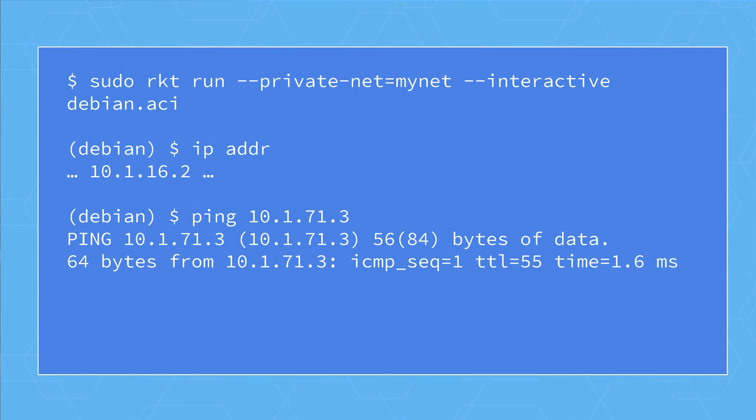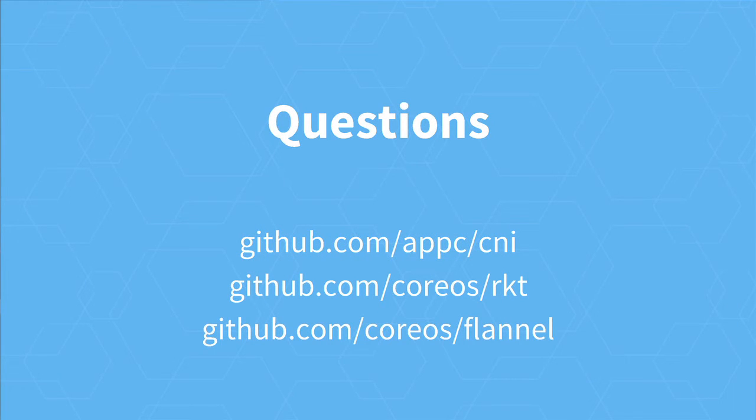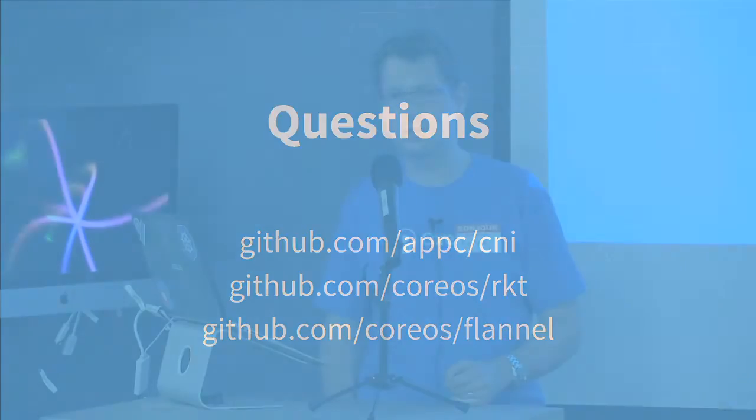And finally, you can do a rkt run, we've seen that. If you have more information on this, the following URIs: CNI, rkt, Flannel. Today, I don't have a link for it, but we published a blog post with step-by-step instructions on how to go through the steps that I've just demoed. If you head over to CoreOS.com/blog, you'll see it over there. And I have about 5 minutes for questions.